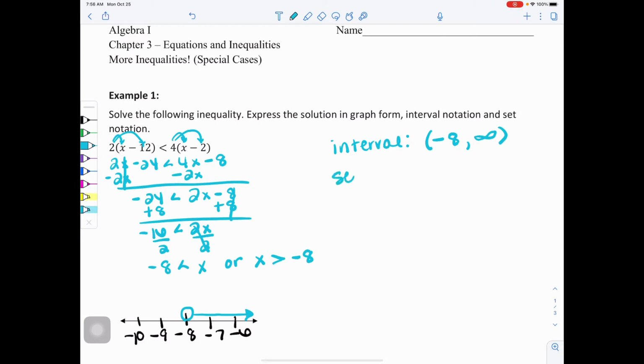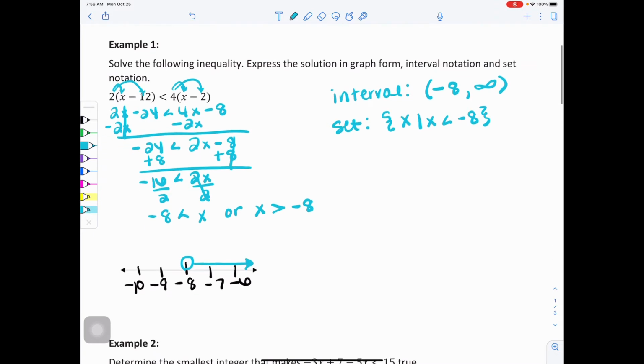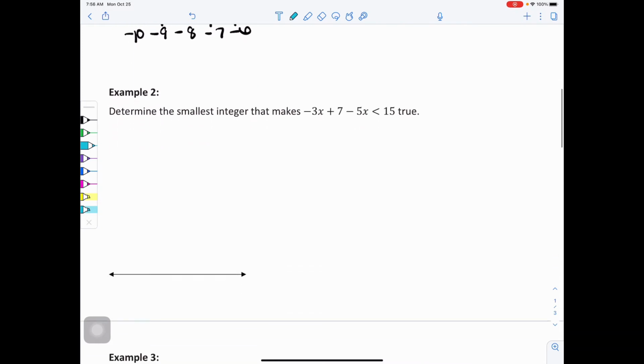For set notation, we're going to make our curly bracket to show that it's going to be the set of. We're going to do x such that x is greater than negative 8. Okay, and therefore we've hit all the requirements of that question. Moving on now to example 2.